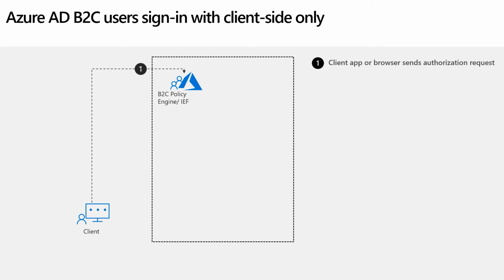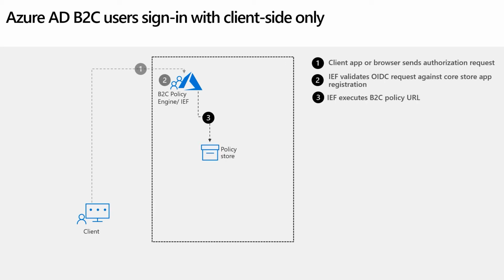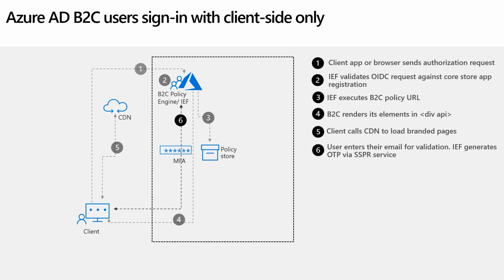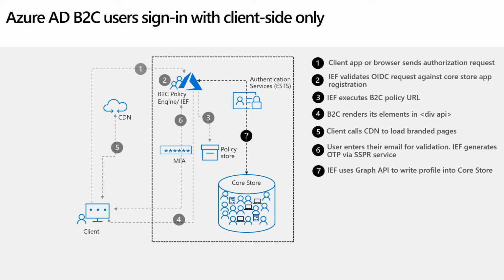Starting with step 1, the authentication request is received and reaches the BDC endpoint. The Azure BDC validates, looking up the app registration. In step 3, the policy is executed based on the policy ID. In step 4, Azure AD BDC starts with a custom UI workstream. Step 5, JavaScript pulls down the custom HTML and merges with the deltas. In step 6, the user signs in with the optional multi-factor authentication. Followed by step 7, the Identity Experience Framework authenticates against ESTS, which is our Evo services that handles the tokens.